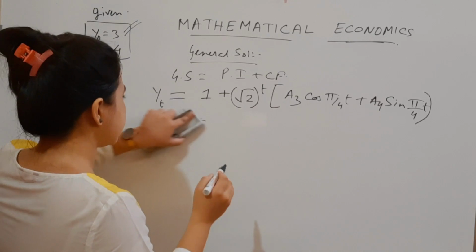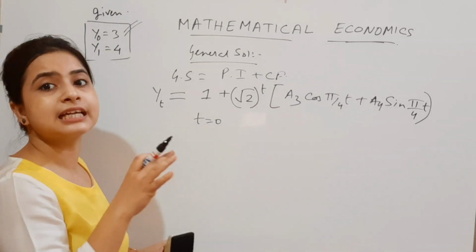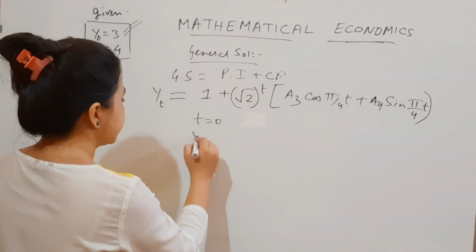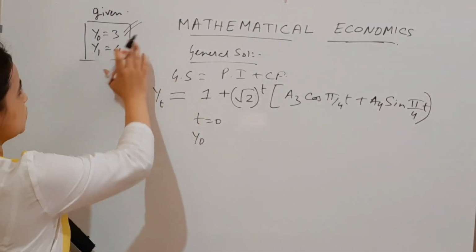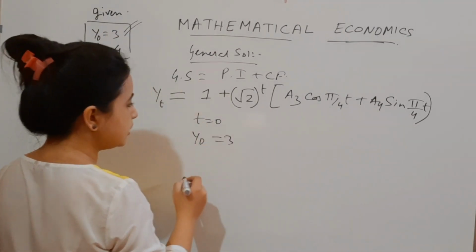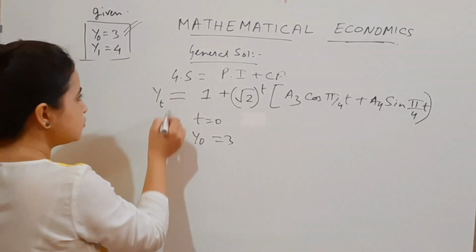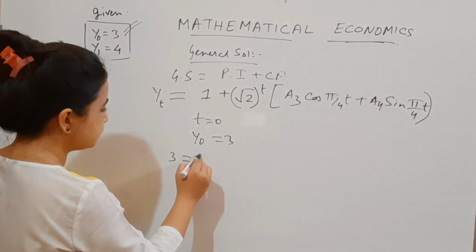So let us say if the time period is equal to the initial time period, that is, let's say it is equal to 0. Then we have the value of y naught. See, this is where this thing comes in. Y naught is equal to 3. And I just have to substitute this yt's value as 3. So that is what I am going to do.